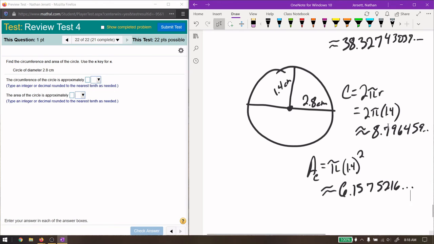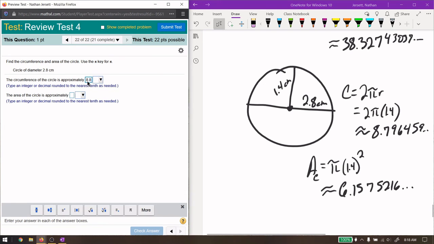Okay, it says round to the nearest tenth for the circumference. That's going to be to the 7. 9 is greater than 5, which means we're going to round that up to 8.8. And circumference is like perimeter, just a linear unit, so it's going to be centimeters. The area is going to be rounded to the nearest tenth, so 6.2, because this 5 is 5 or greater, so we're going to round up. 6.2. Area is in squared units. It's 2-dimensional.